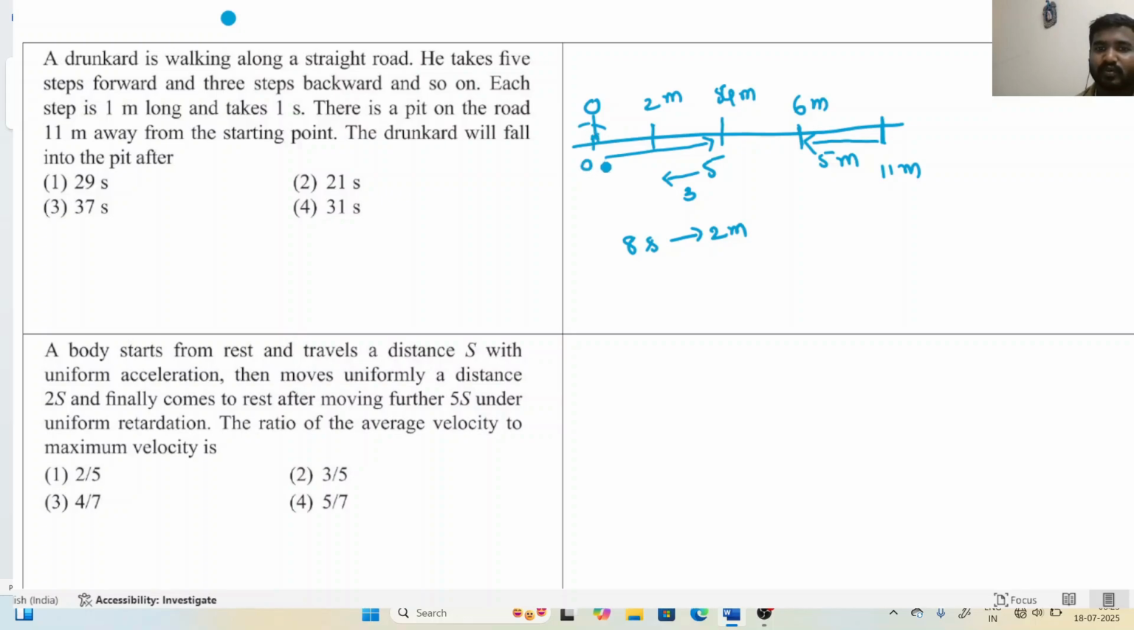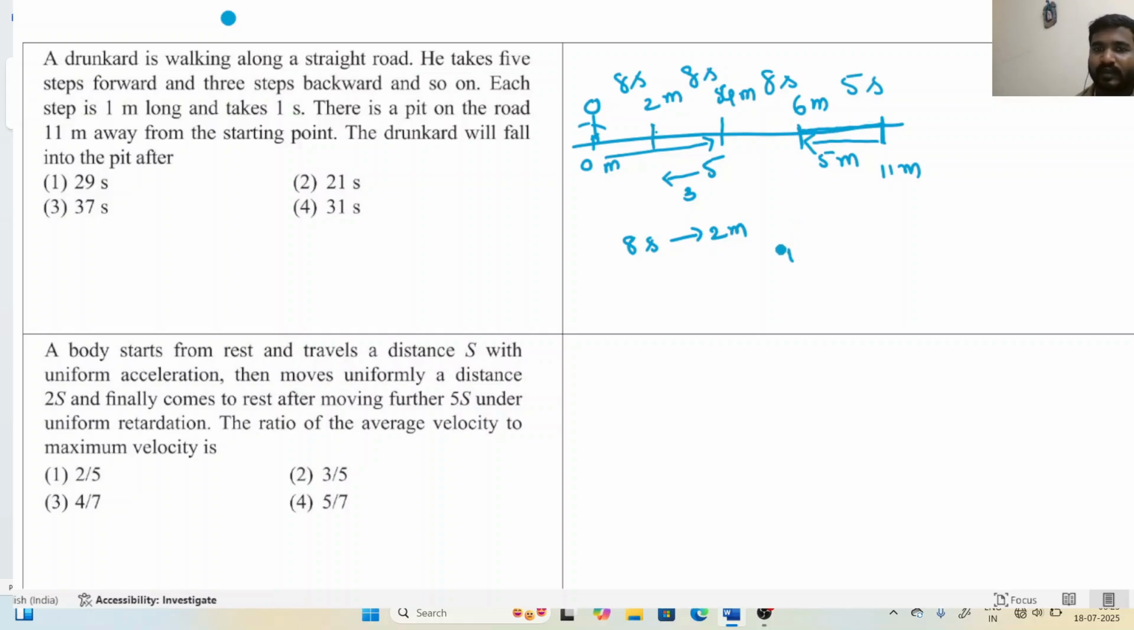From 0 meters to 2 meters, he takes a time of 8 seconds. From 2 meters to 4 meters, he takes 8 seconds. From 4 meters to 6 meters, 8 seconds. But for 6 meters to 11 meters, the distance is 5 meters. Once he reaches the pit, he does not come back to the back position.